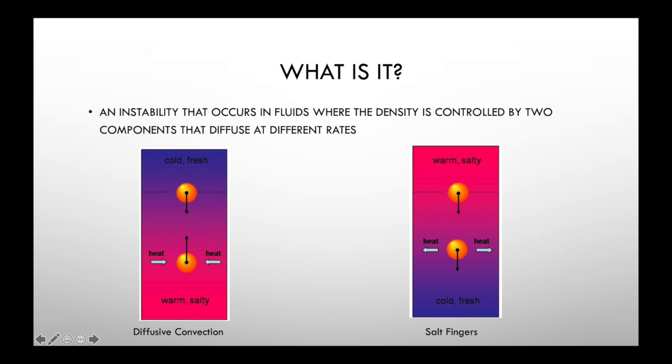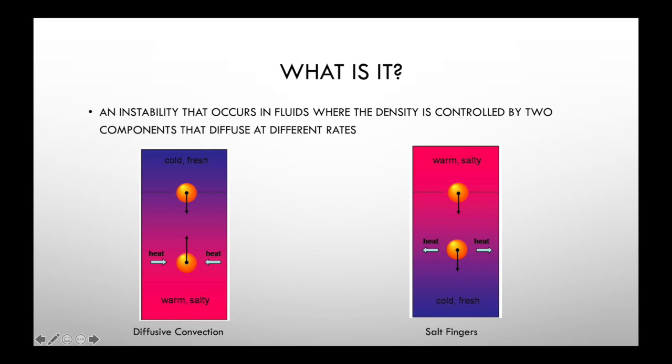Before I show you the demonstration, I'm going to give you a little background about what double diffusive convection actually is. It's an instability that occurs in fluids where the density is controlled by two components that diffuse at different rates. The easiest way to think about this is in terms of salty warm water and cool fresh water, where the temperature is the quickly diffusing component and the salinity is the slowly diffusing component. In fact, in the ocean, temperature diffuses almost 100 times faster than salt.